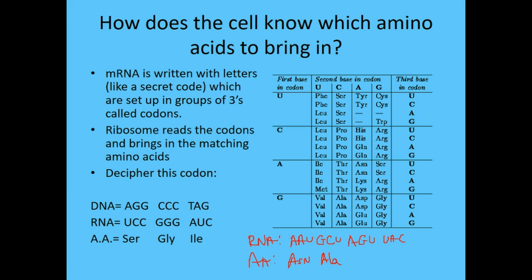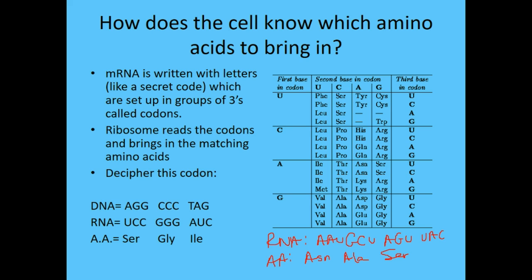And then we're going to do AG, okay, so that's going to be these guys here. And then we're going to look at U, which is the top one, so that's SER. Okay, so we had our RNA. Again, let's redo this real quick. AAU, GCU, AGU, UAC, and our amino acid sequence so far was ASN, ALA, SER.